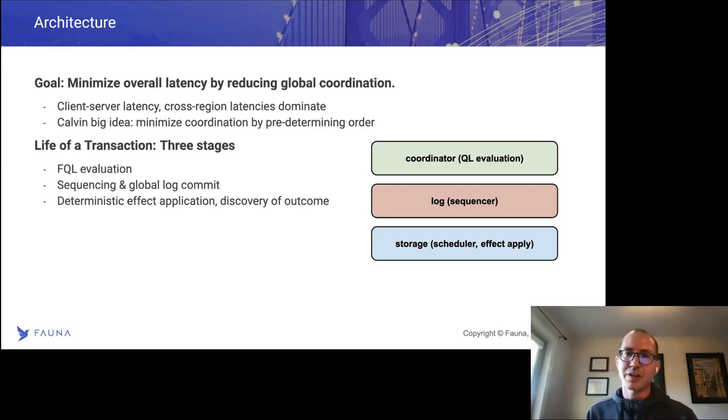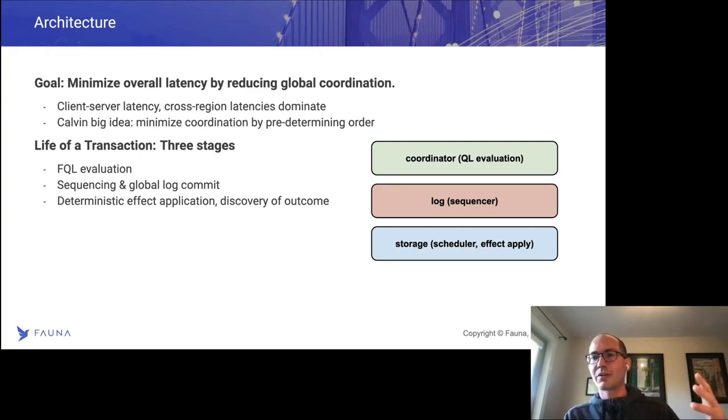So the big idea in Calvin is minimizing coordination by predetermining order. Calvin was one of the first systems to promote the idea of deterministic transactions. Compared to your classic two-phase commit, which mixes the evaluation of the transaction, determining what effects are going to be committed, with the process of coordinating across nodes, all in an initial step followed by a commit, Calvin flips that. In core Calvin, a transaction is submitted to the log and ordered, and then afterwards the outcome of that transaction is determined through deterministic replay of the transaction effects.